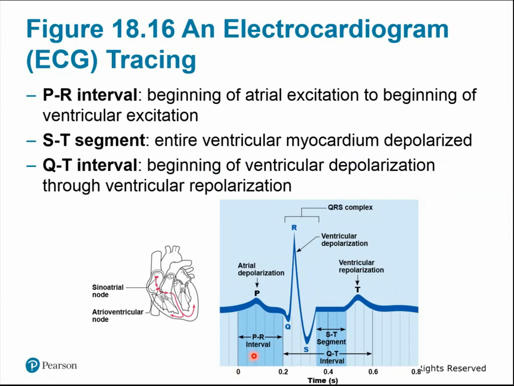So the PR interval of the EKG is going to denote the time period from the beginning of atrial excitation to the beginning of ventricular excitation. The ST segment is going to represent the time period where the entire ventricular myocardium has been depolarized. So that's why we have this slight flat line here. At this segment, there's no net electrical activity occurring. Then the QT interval is going to be the time period from the beginning of ventricular depolarization all the way to the end of ventricular repolarization. Right? So beginning to end of ventricular contraction and relaxation.